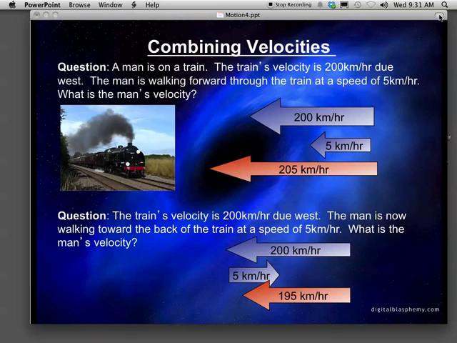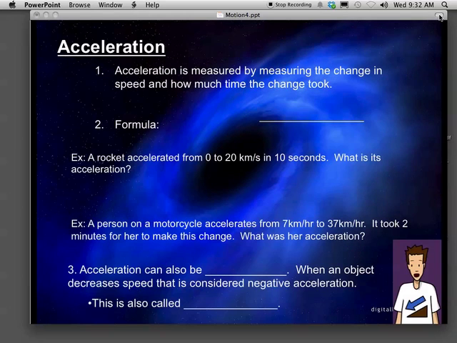What if the train slowed down, was coming to a station at 5 kilometers per hour, and then he was walking back to his seat? What would his velocity be? 0 kilometers per hour. Oh, now I get it.